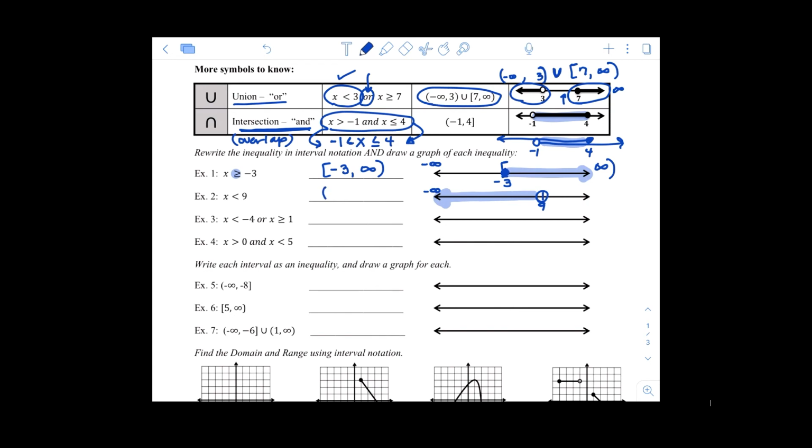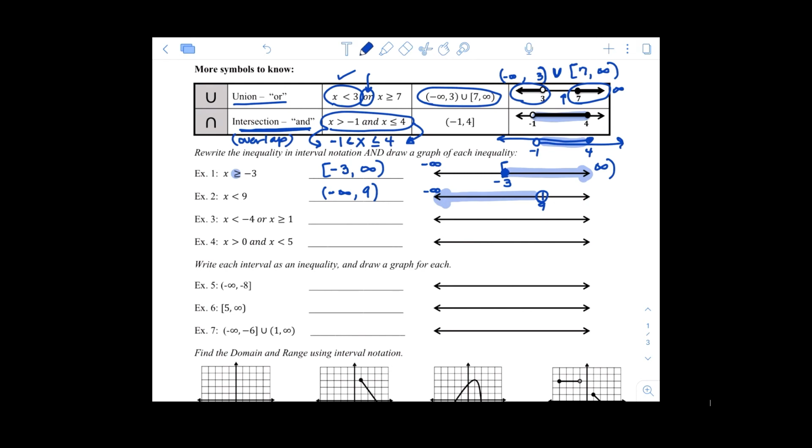From left to right, you need to go from the lowest to the highest values. If you go left to right, you're never going to mess this up. You have negative infinity with a parentheses, comma, 9, also with a parentheses, not a bracket because it was open, not closed.